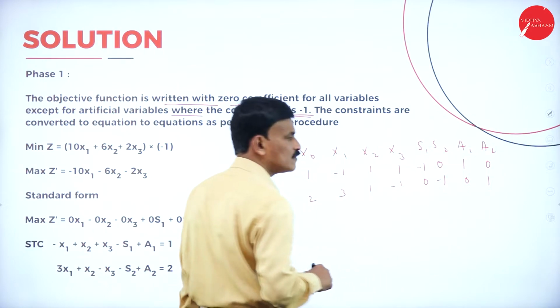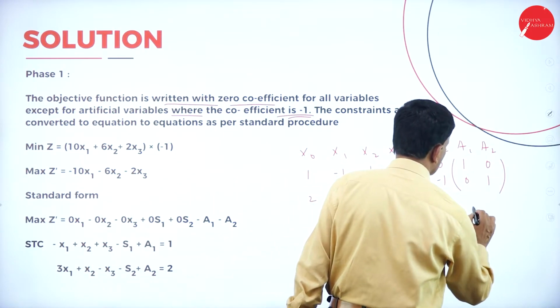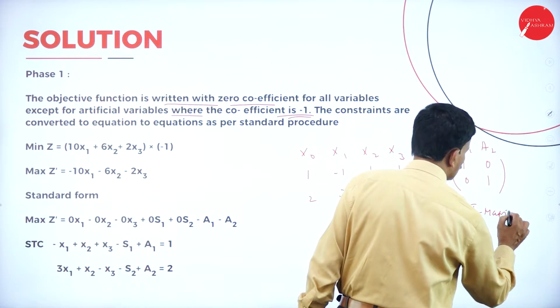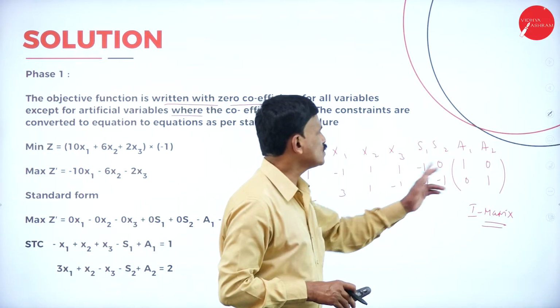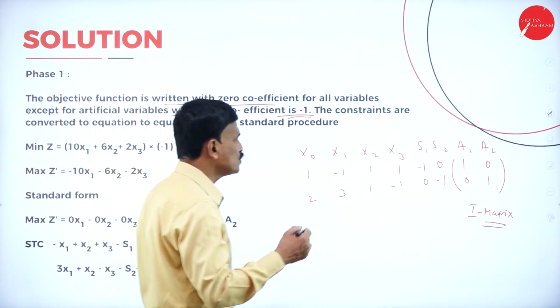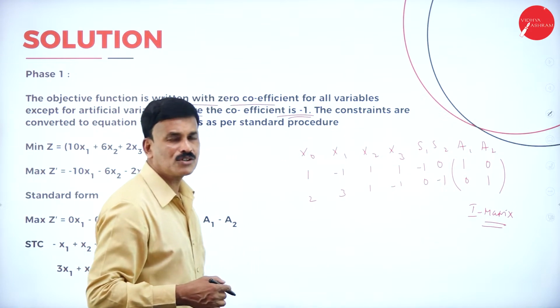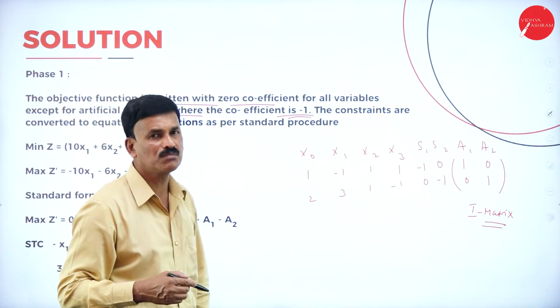Now let us see here, this a1 and a2 will form an identity matrix, 1 0 0 1. This is an identity matrix of order 2 rows and 2 columns. So these are the initial basic vectors, 1 0 0 1. So the variables here are a1 and a2. Now using this identity matrix, the variables a1 and a2, and their coefficients, we are going to construct the first initial simplex table.